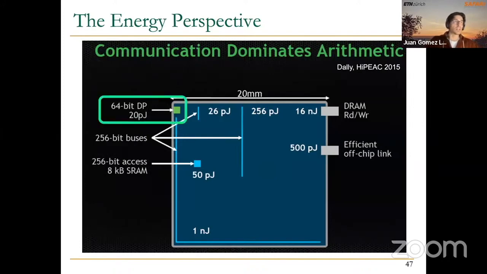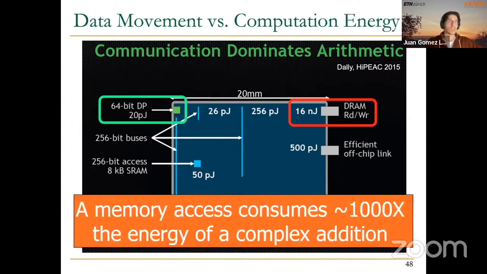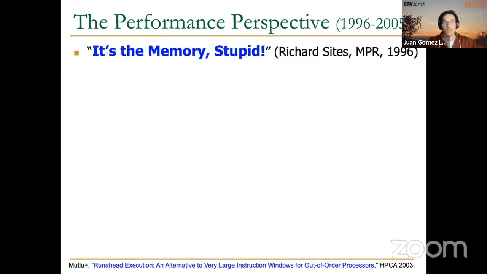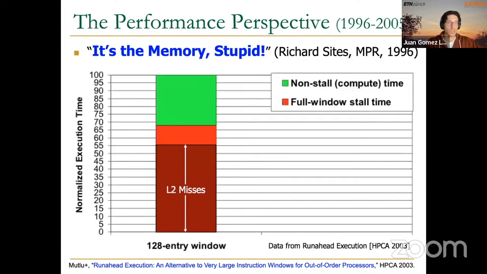You already know this slide. Here you can see that, for example, a 64-bit double precision operation, an addition of 2 double numbers, takes 20 picojoules. If you compare this to the access to DRAM, either a DRAM read or a DRAM write, you will see that this is almost 3 orders of magnitude more energy to access data rather than computing. And this is not something new, of course. It's going worse and worse every year, but it's something that was observed many years ago.